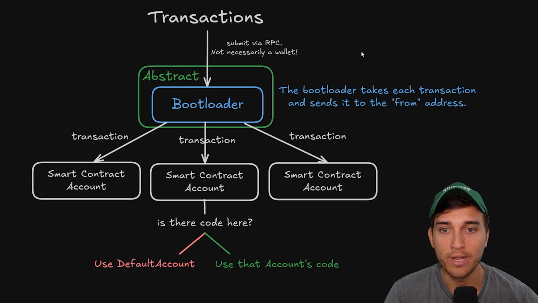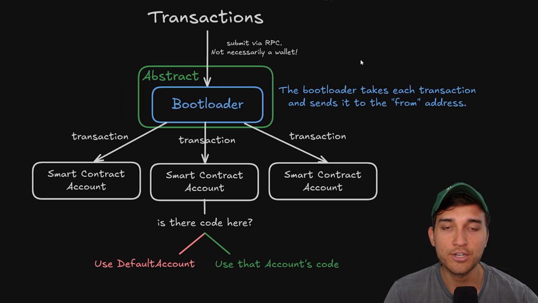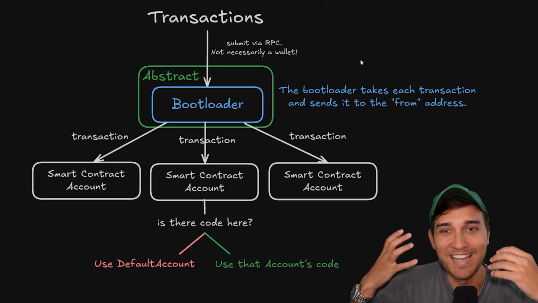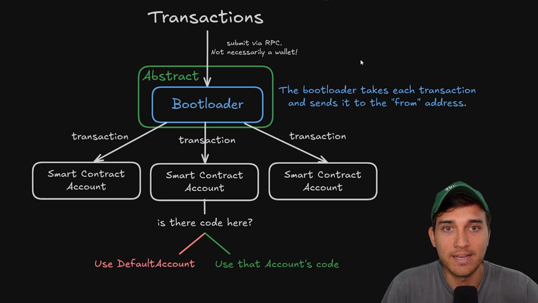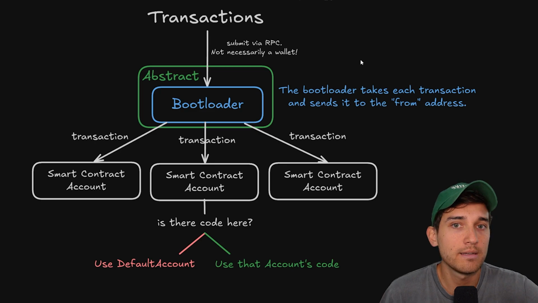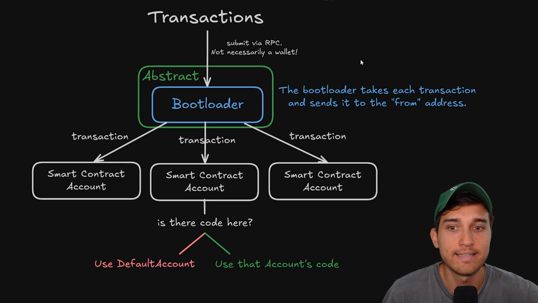I put a little note here, as this took me a little bit to grasp: transactions don't necessarily have to come from a wallet. This is something that tricked me at first. The idea of submitting a transaction is that it comes from a wallet, but it actually doesn't necessarily have to. I could submit a transaction via the RPC, and it doesn't have to come from a wallet. I could just write a script that sends that transaction.